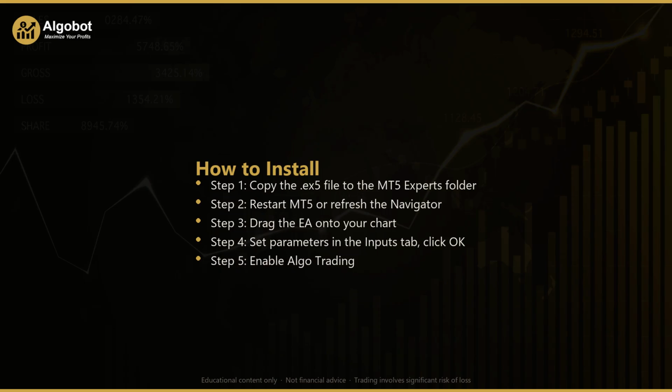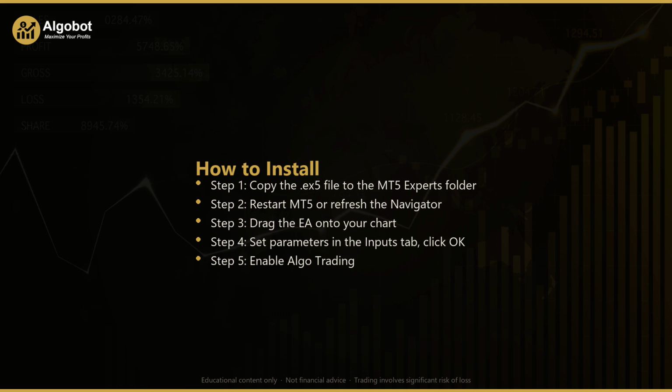Let's get the Expert Advisor installed. It's a straightforward process. Step 1. You need to copy the compiled EA file, the one ending in .ex5, into MetaTrader's Experts folder. To find it, open MT5, click the File menu, and choose Open Data folder. From there, navigate into the MQL5 folder, and then into the Experts folder. Drop the file right in there.